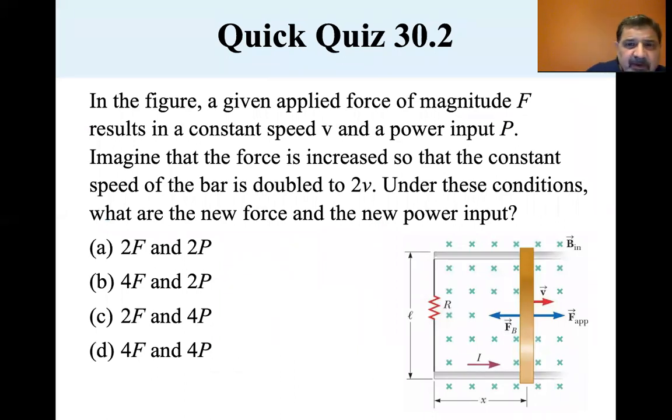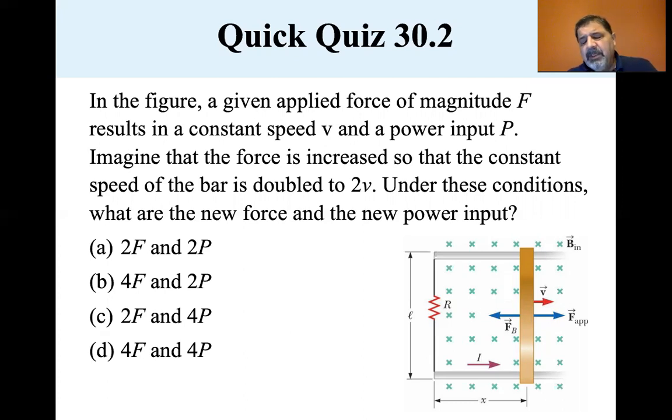We have in a figure a given applied force of magnitude F results in a constant speed V and a power input P. Imagine that the force is increased so that the constant speed of the bar is doubled, 2V. Under these conditions, what are the new force and new power input? Well, the force, it's twice the velocity, so the force is doubled.